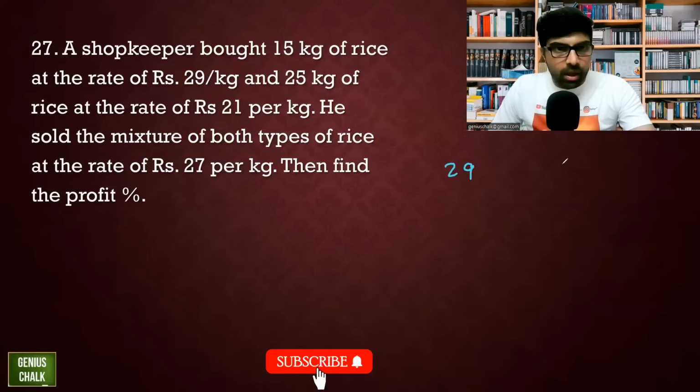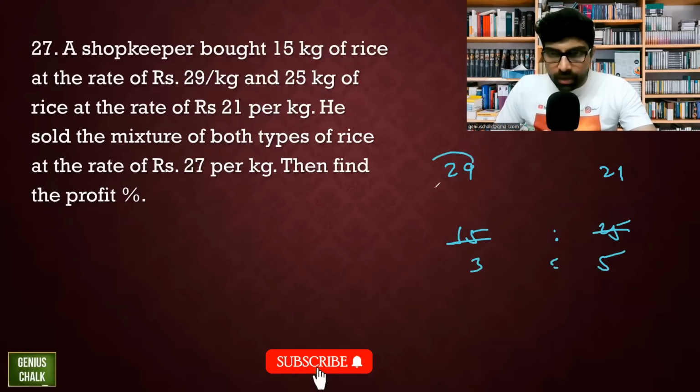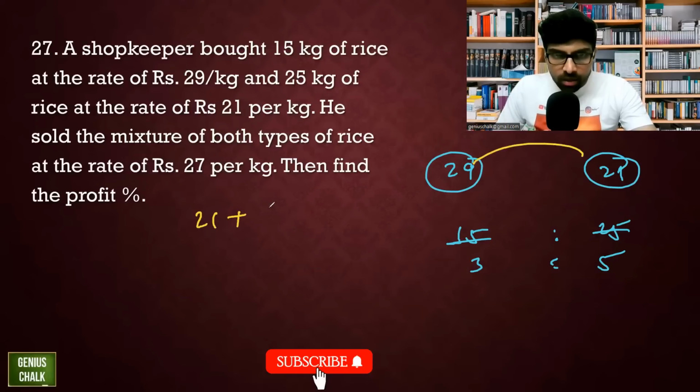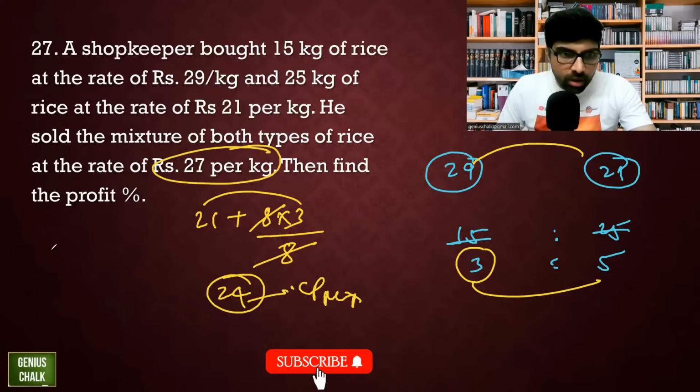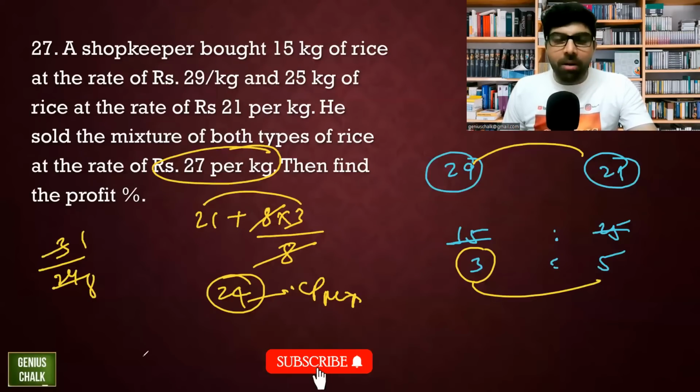And again, you can use the second approach. 29 per kg. Another is 21 per kg. The ratio was 15 and 25, the ratio was 3:5. So let's take 21 as the average. If 21 is the average, then extra is 8 for 3 people. And this is distributed among all the 8 people. So this is 21 plus 3, 24. So 24 is the cost price of mixture. Selling price of mixture 27. So profit is 3 on 24, 1 by 8. That is 12.5. So the second formula will make your life even more easy.